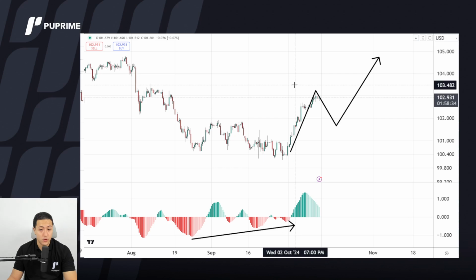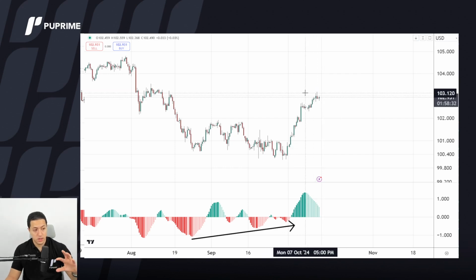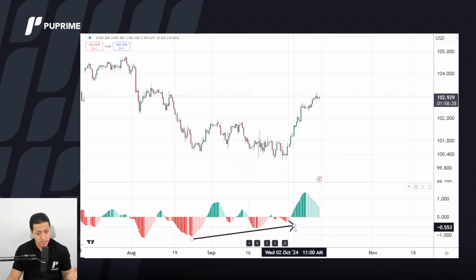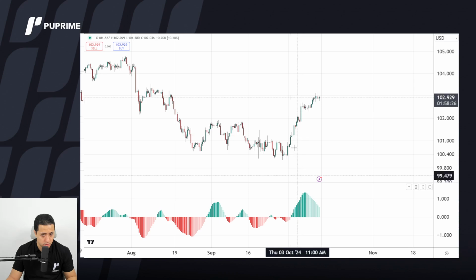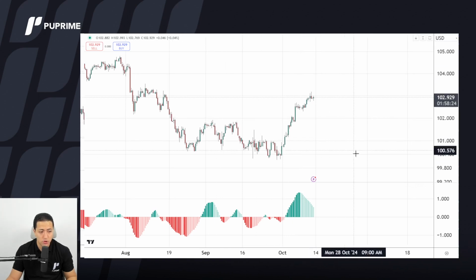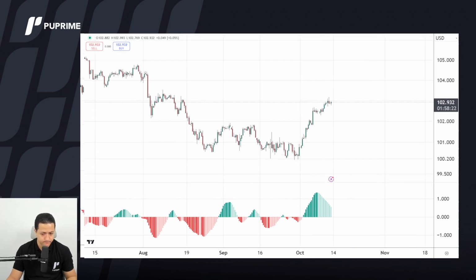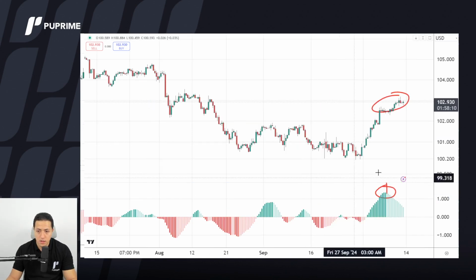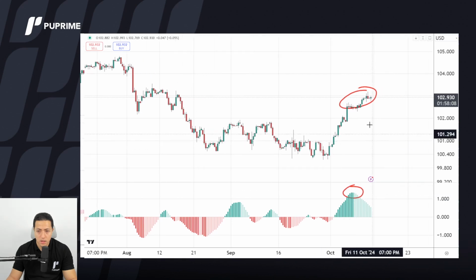Okay, now something really important. We have spoken about the divergence. What's happening here is a convergence, because you see this high which we're currently trading around? This is the high that we have on the momentum, right?